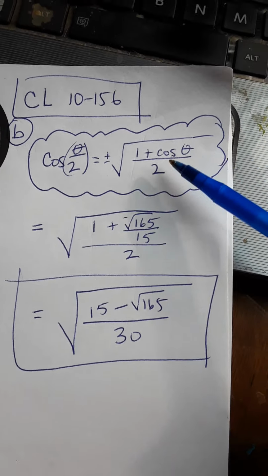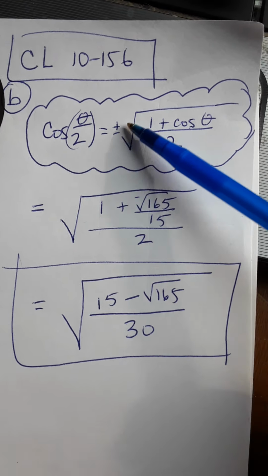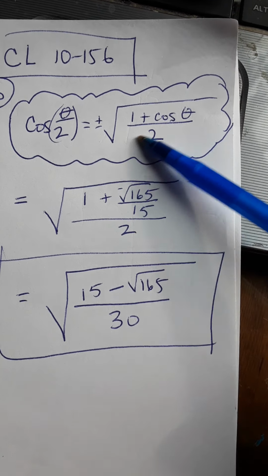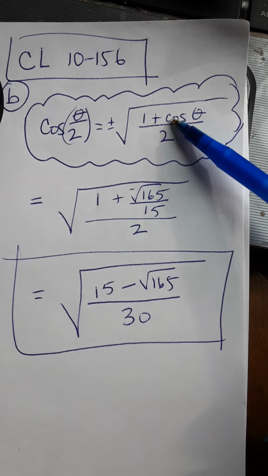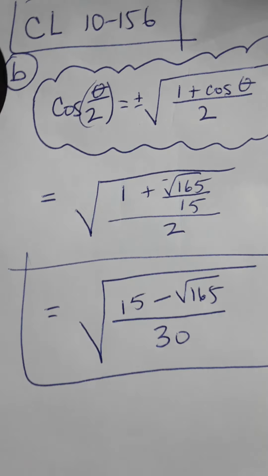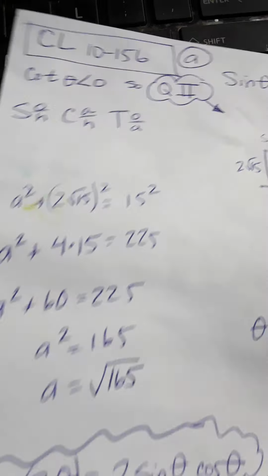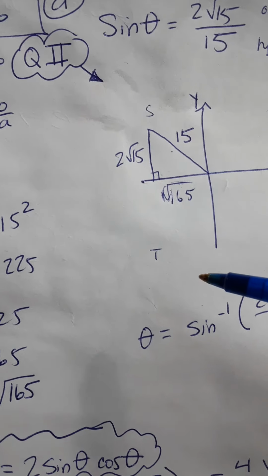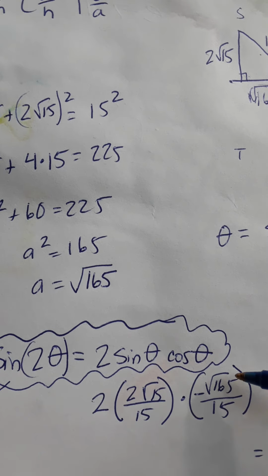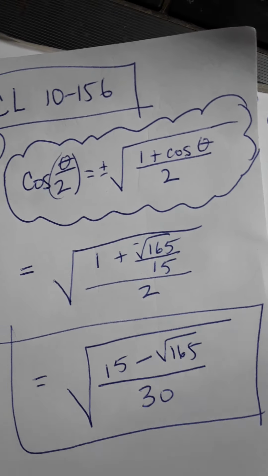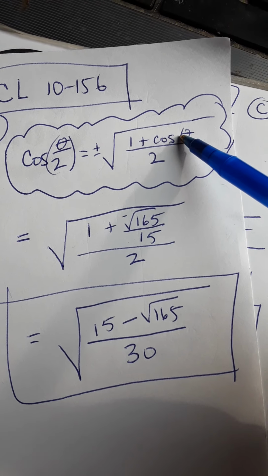Letter B, they want cosine of theta over 2. I looked up the formula for that, and it's the square root of 1 plus cosine theta over 2. And I know cosine theta because we just found it using the Pythagorean theorem. Cosine theta was negative root 165 over 15, so I can just plug that in right here.